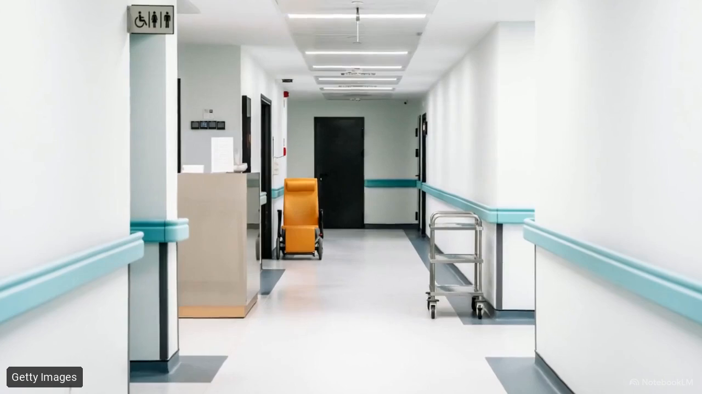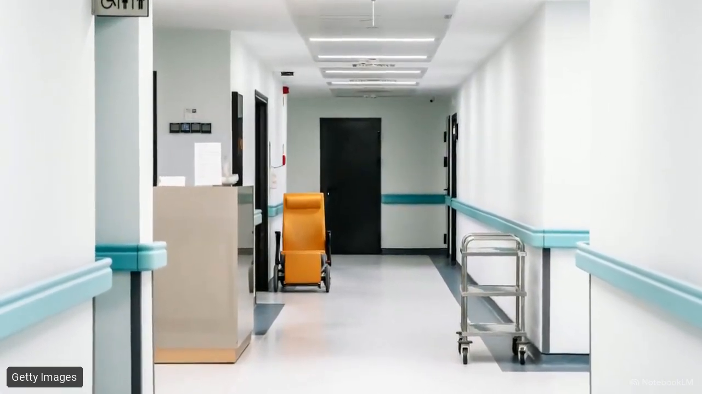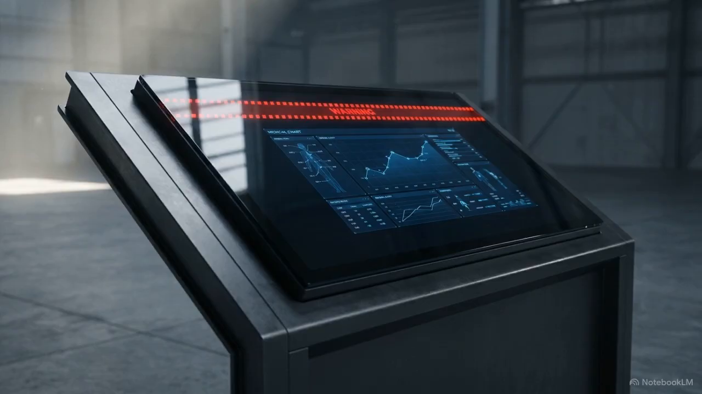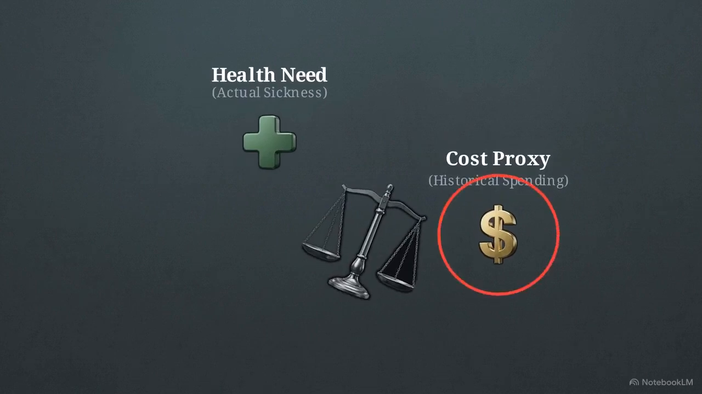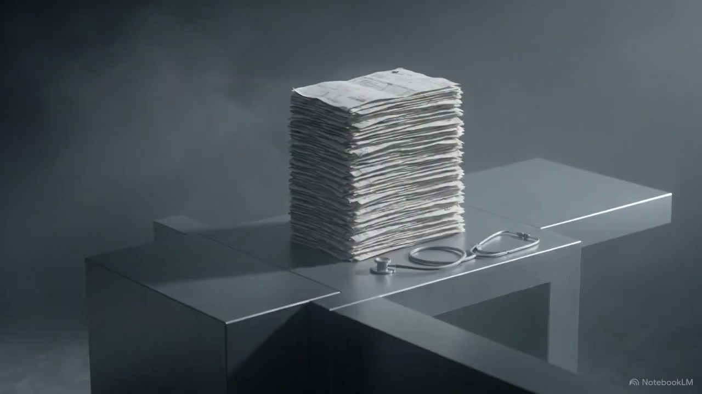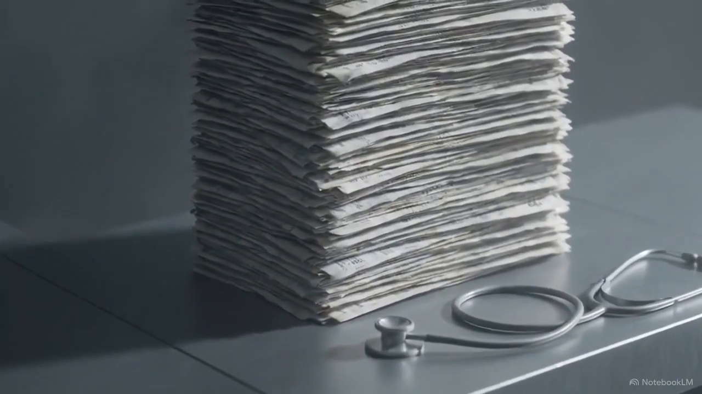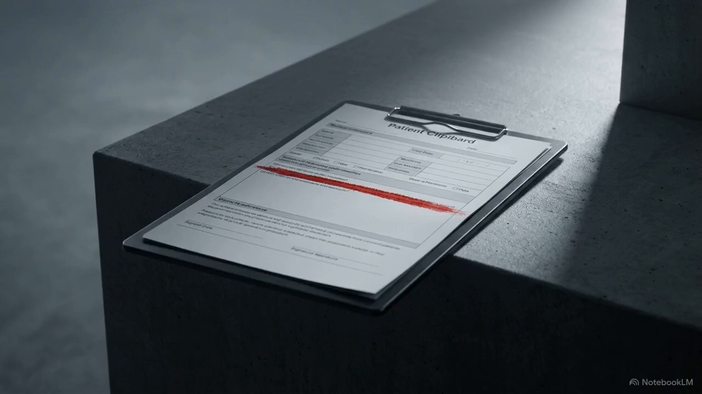Another algorithm was widely deployed by hospitals to determine which patients required extra care for complex chronic conditions. A 2019 study revealed this system severely underestimated the medical needs of Black patients. The designers had used historical healthcare spending as a proxy variable for sickness. Because less money had historically been spent on Black patients with similar conditions, the algorithm wrongly concluded they were healthier, flagging fewer of them for vital assistance.